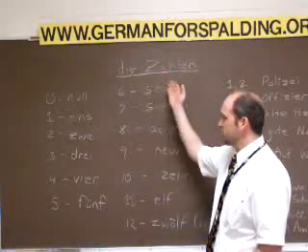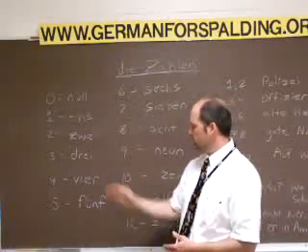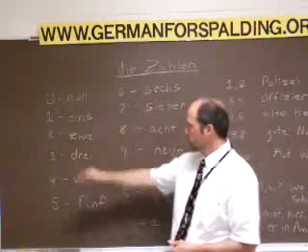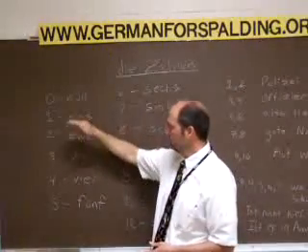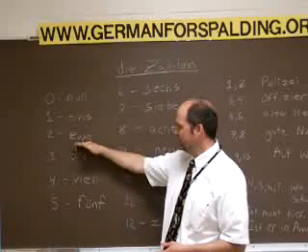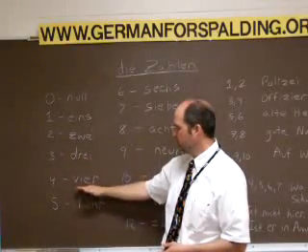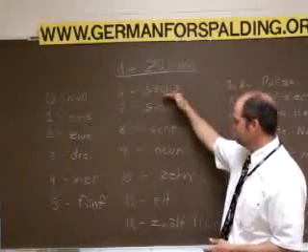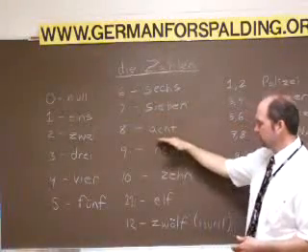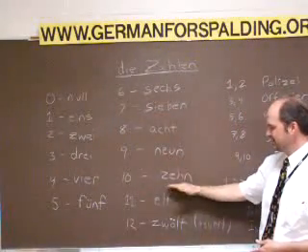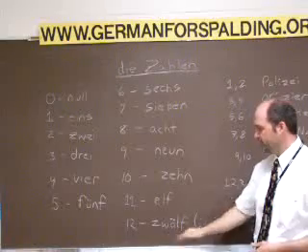Die Zahlen means the numbers, and they begin with 0 and go to 12. So we're going to start counting in German. Null, eins, zwei, drei, vier, fünf, sechs, sieben, acht, neun, zehn, elf, zwölf.